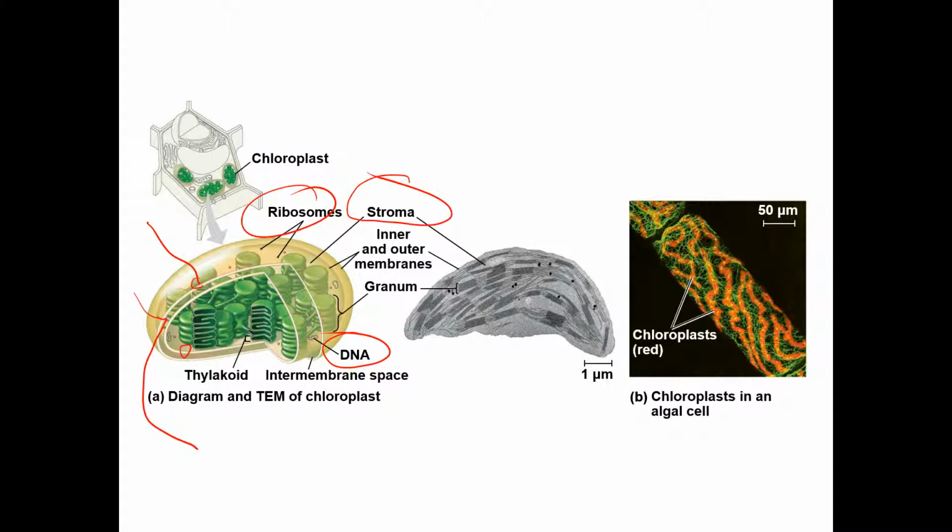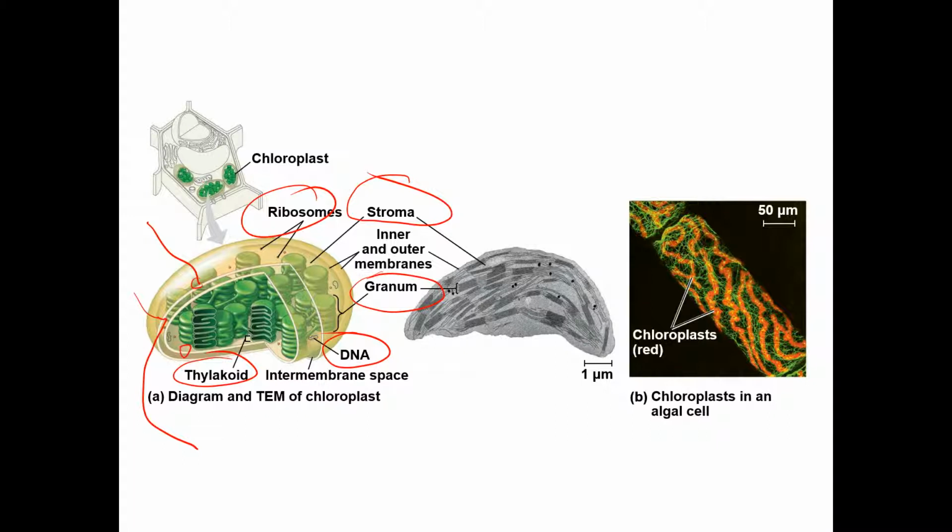And then you have these stacks of discs. These stacks of discs are what we refer to collectively as grana, singular granum. And the discs are what we refer to as thylakoids. Now, the thylakoids also have their own internal lumen compartment. There's a fluid-filled space inside of the thylakoids. So think of a granum as a stack of coins, and each coin represents a thylakoid.